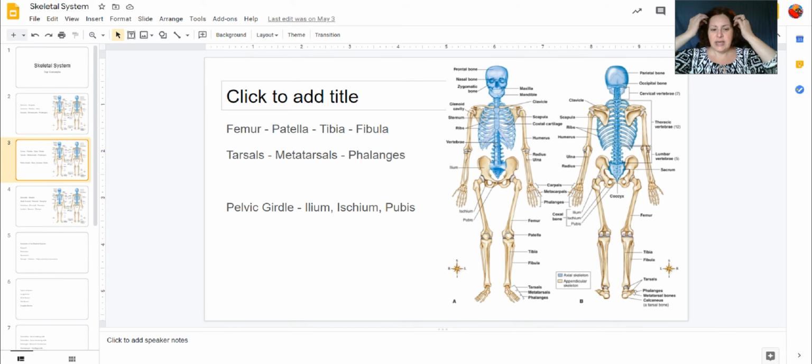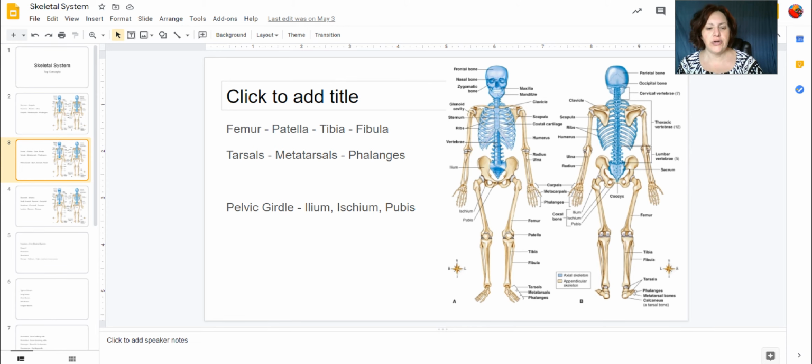Next is the leg part. So the femur is the upper leg bone, the patella is the kneecap, the tibia and fibula are the two lower leg bones. If you look there, the tibia is the big one and the fibula is the little one. And then the pelvic girdle, the whole pelvis, is made up of the ilium, the ischium, and the pubis.